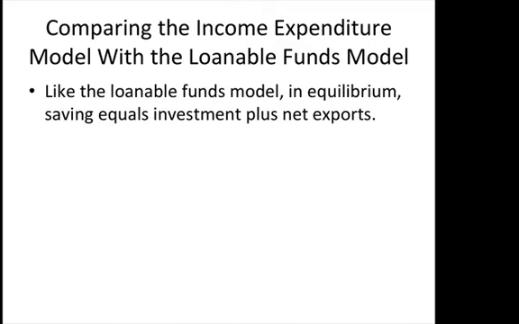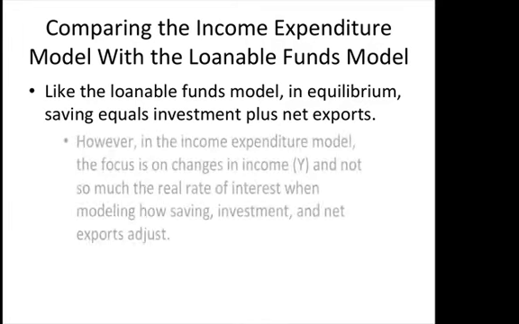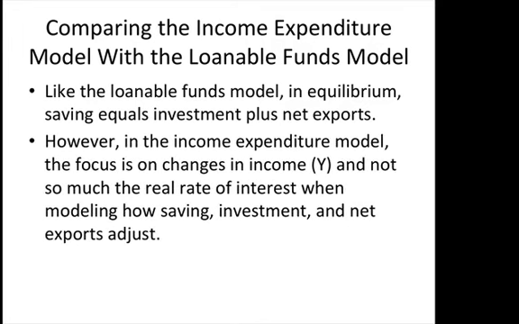Let's pause and compare what we're learning here with what we learned in the loanable funds model. Like the loanable funds model, in equilibrium, saving equals investment plus net exports. However, the big difference is that this model focuses on changes in income and not so much the real rate of interest when modeling how savings, investment, and net exports adjust. In other words, if investment increases or if net exports change, the way by which savings will adjust is not so much through a change in the real rate of interest, but rather through a change in income.